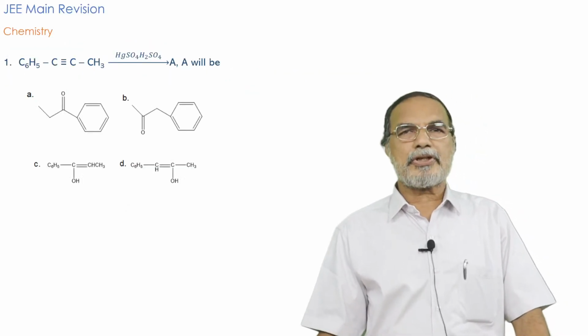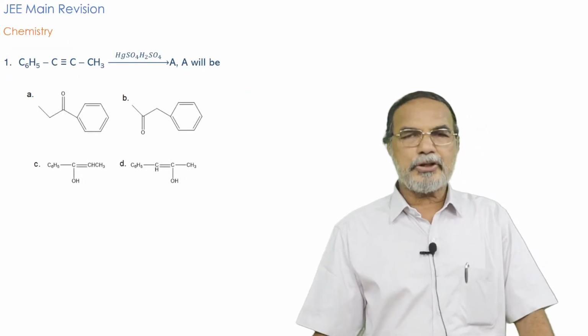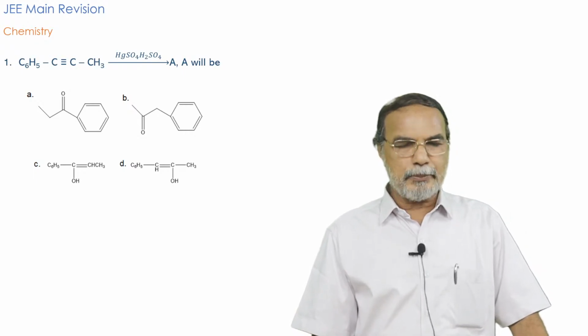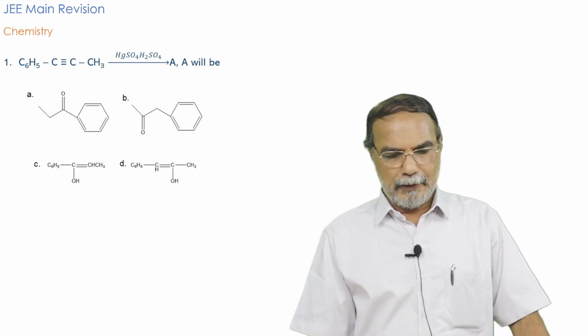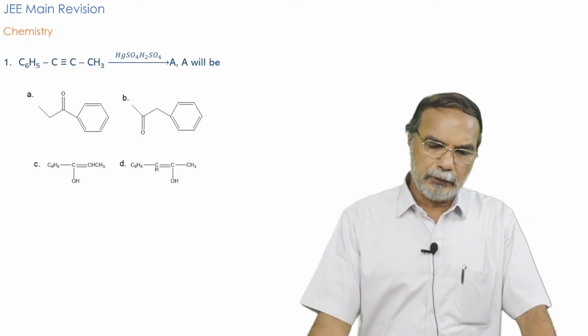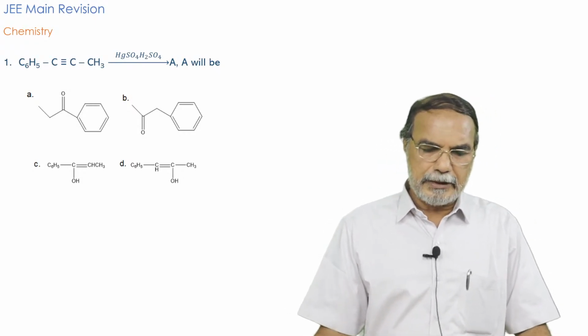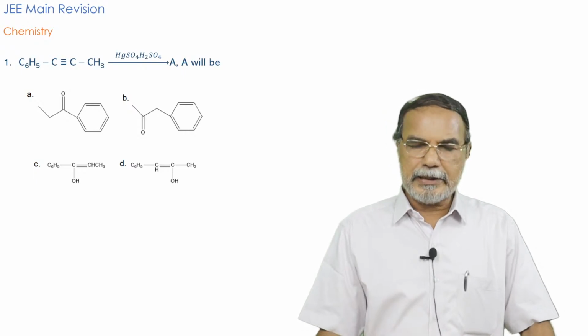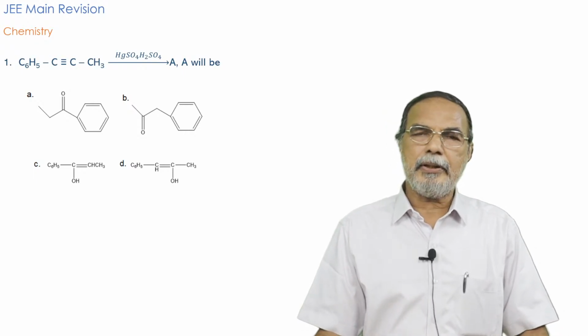Here is the first question. The question is about an alkyne, C6H5, C triple bond C, CH3. And what is written on the arrow? You may please go through what is written. It is sulfuric acid, mercuric sulfate. And this is a very known reaction.